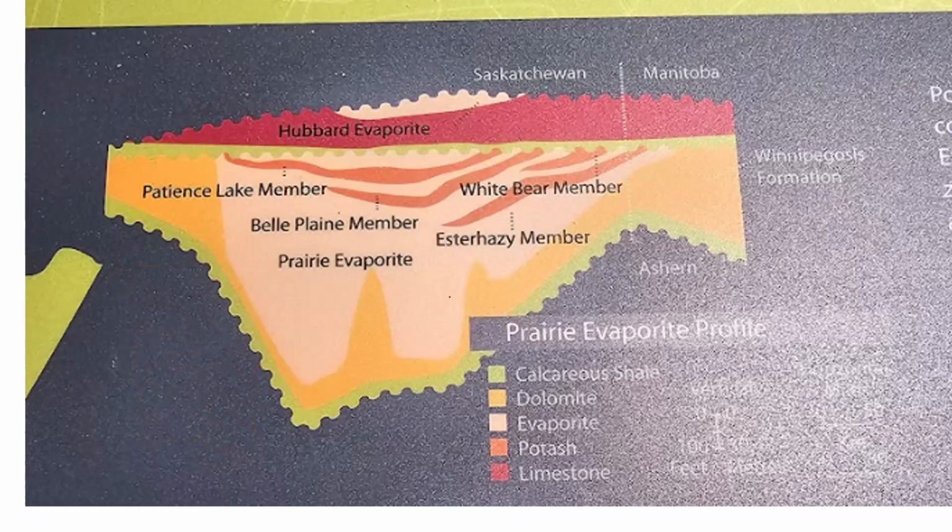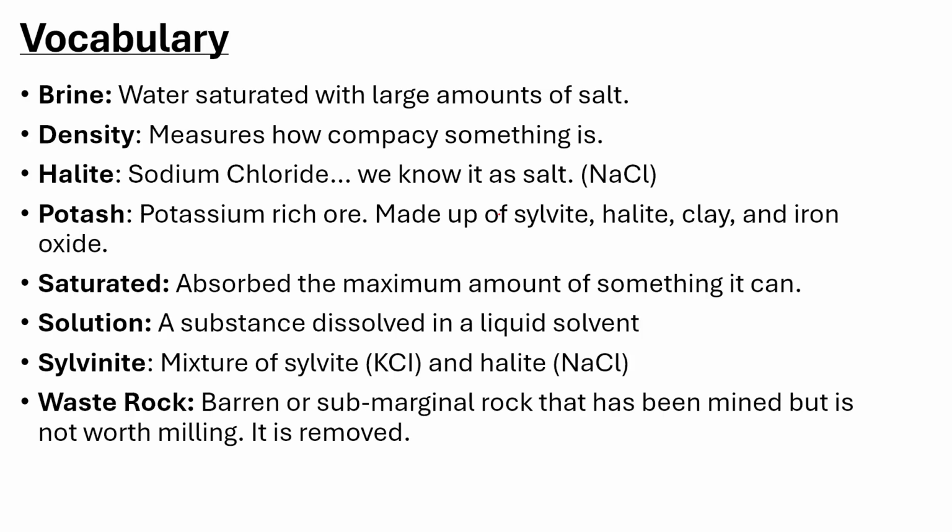So this here is a prairie evaporite profile. So we can see that the potash here is this lovely stuff. So here's Manitoba, here's Saskatchewan, right? So here's the Belle Plaine one, here's Saskatoon, here's Esterhazy. So here's like Regina, so on and so forth, right? So that's what it kind of looks like.